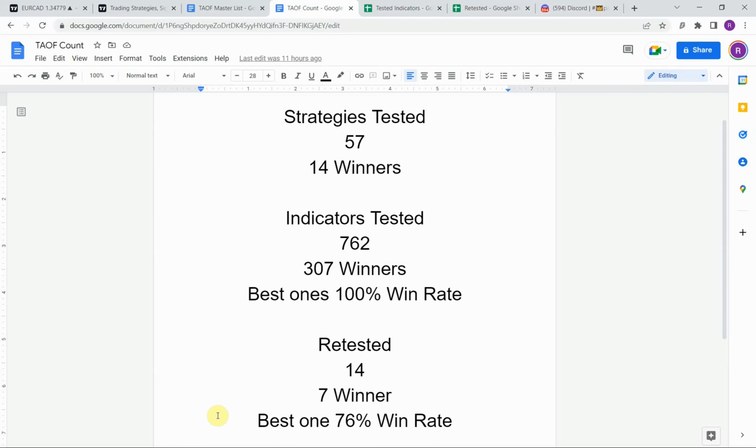We've also retested in the advanced testing 14 of the winning indicators. 7 of them have been able to maintain the winning status. The best one, a 76% win rate. Now keep in mind that we test most of these strategies and indicators on the Forex market, but they can be applied to just about any market universally.